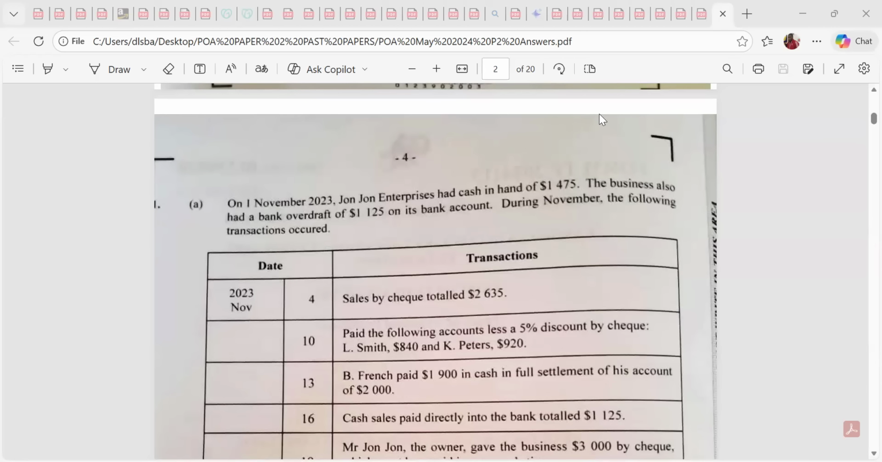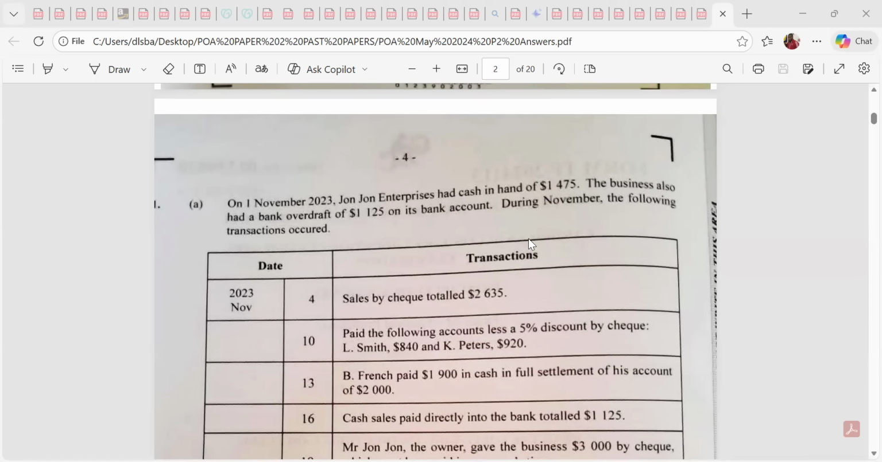So the first paper we're going to do is May 2024. On the 1st of November 2023, J. Jones Enterprises had cash in hand. And the business also had a bank overdraft. So you already know there's going to be a cash book. During November, the following transactions occurred.